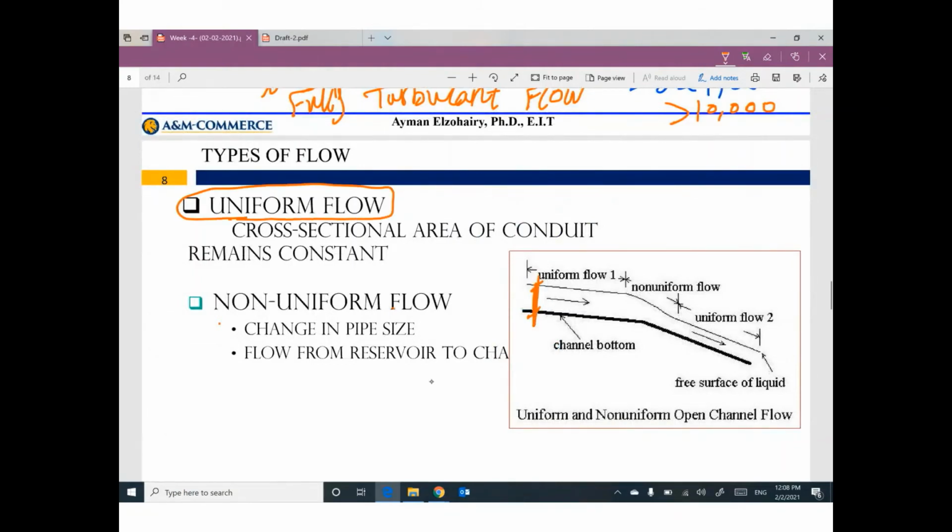If the cross-section is non-uniform, you have a change in the pipe size, you have a change in the shape of the cross-section. That means we have something called non-uniform flow. Okay?